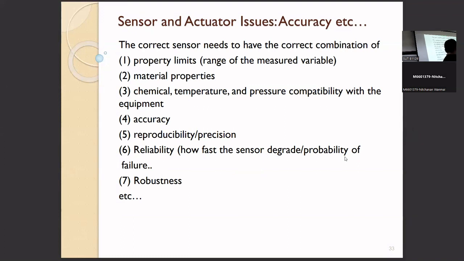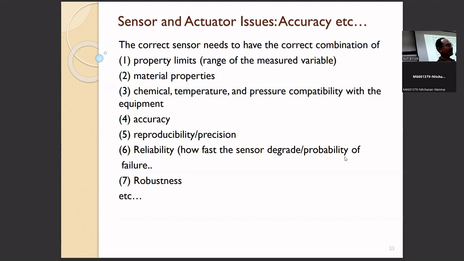And the second one is reproducibility or precision. Because when you do the experiment, you need at least 3 replicates, right? At least 3 replicates. You repeat your experiment, and also you repeat your sensor. Does this sensor measure again and again and get the same result or not? Right? This is the precision, or reproducibility. Right? And the number 6, reliability. Reliability means how fast it deteriorates. If you use it only 3 months, is it declared unavailable? That's right. You can use this for 1 year, 2 years. That's right. This is reliability.